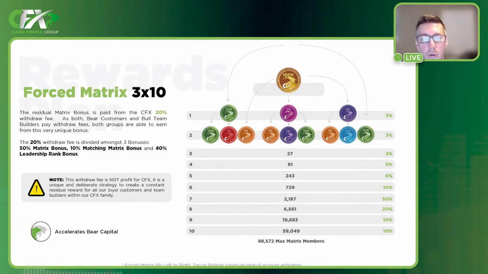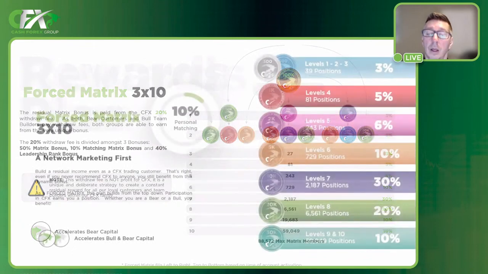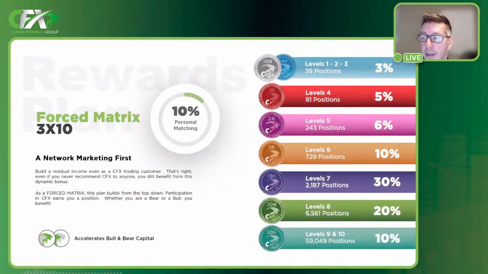So for most of you, this forced matrix bonus is going to be your largest income center, your largest income source within CFX. Now, the matching bonus is exactly what it sounds like. So if you refer one person or 5 people or 10 or 100 people to CFX, for every person you've personally referred, you're going to get a 10% match of anything that they make in their matrix earnings. So for example, if one of your friends had a $7,000 matrix payout, well, you would make a $700 match from that. And you'll earn that match, of course, for an unlimited number of people that you personally refer to CFX.